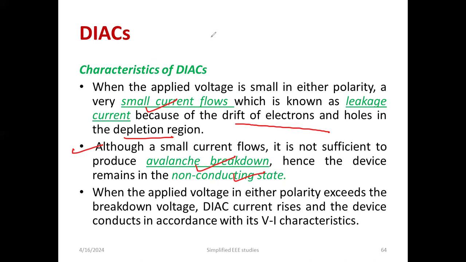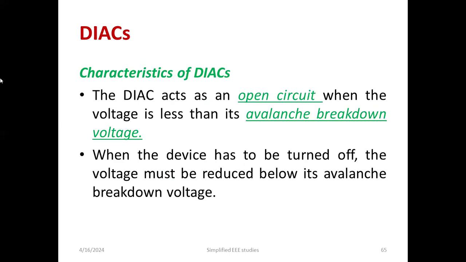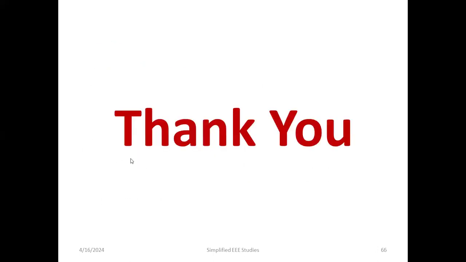So you know already forward triggering, you might have studied in a similar fashion. When the applied voltage in either polarity exceeds the breakdown voltage, the DIAC current rises and the device will conduct according to the VI characteristics. This is regarding how the DIAC will be turned on. Remember that there is no gating terminal in the DIAC. The DIAC is purely an uncontrolled device whereas TRIAC and SCR are both control devices. So the DIAC will act as an open circuit when the voltage is less than the avalanche breakdown voltage. Also, to turn the device off, the voltage must be reduced below the avalanche breakdown voltage.